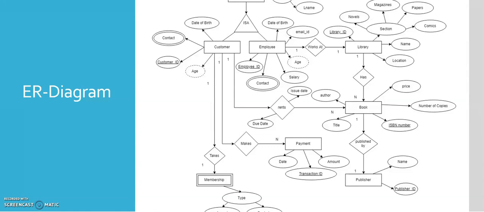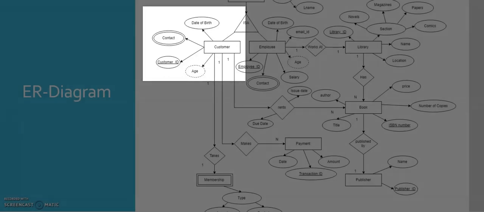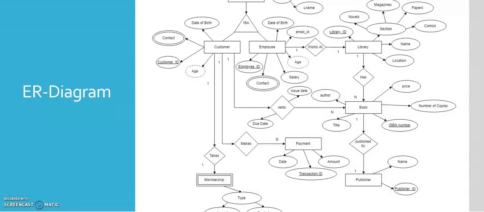The next thing that comes is the attributes. The attributes provide more information about a particular entity. The attributes are represented using an ellipse. So in our case, we have a customer entity which has attributes such as date of birth, contact, customer ID, and age, which give us additional information about a particular customer.